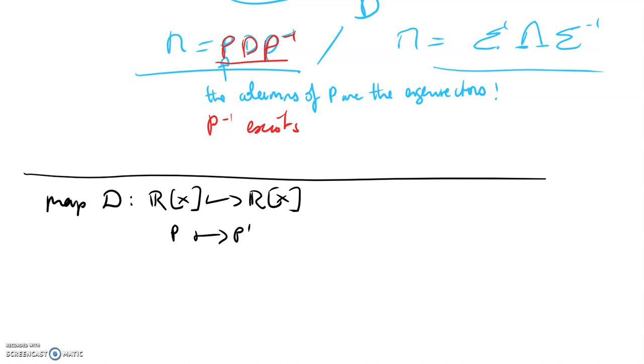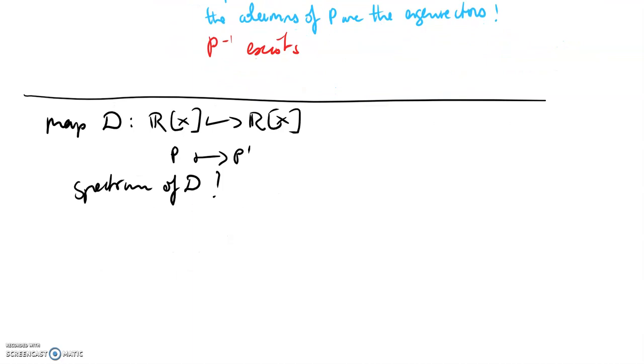Let's find the spectrum of D. Okay, so we've already showed several times that this was a well-defined linear map. I've got an infinite dimensional space, so I can't use the usual techniques of diagonalization, and I must go back to the definition. I'm looking for lambda such that there exists non-zero P with D applied to P equal to lambda times P.